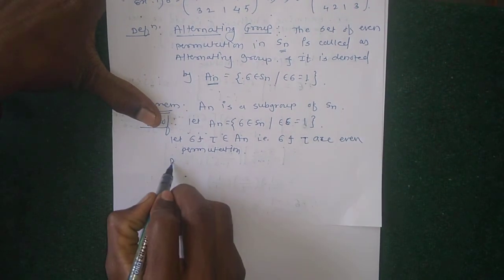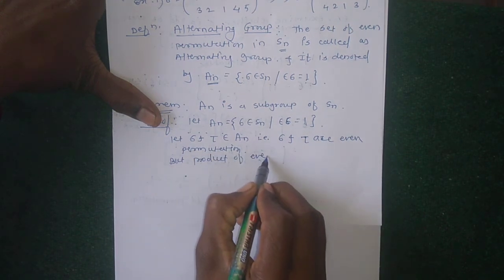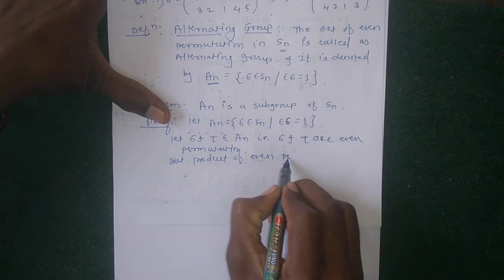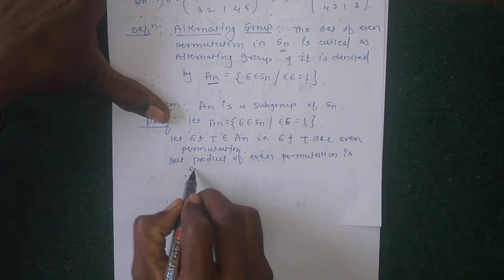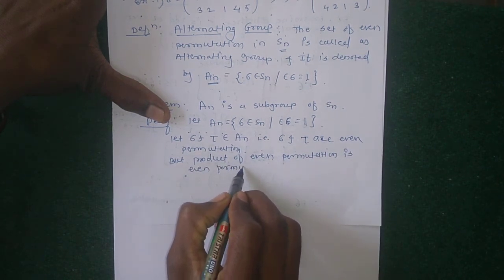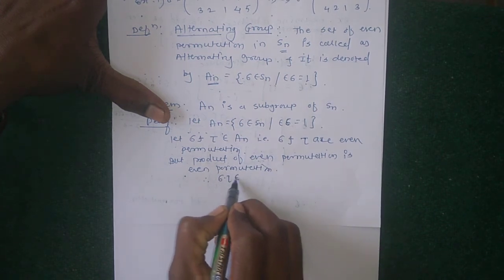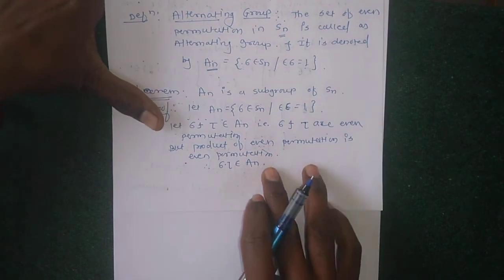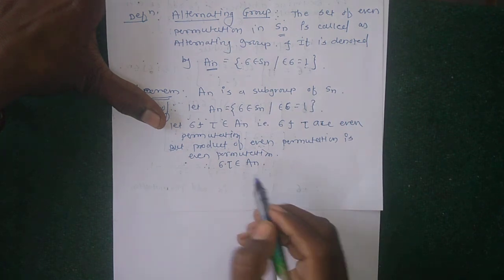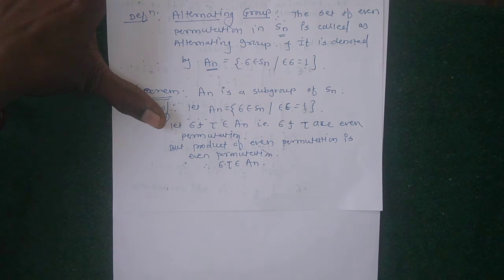But the product of even permutations is an even permutation. Therefore sigma times tau belongs to An, because the product of two even permutations is an even permutation, and An contains even permutations. Therefore this even permutation also belongs to An, and An is closed under the given multiplication.